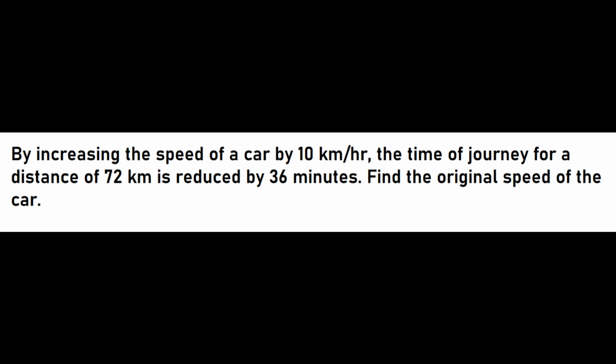By increasing the speed of a car by 10 km per hour, the time of journey for a distance of 72 km is reduced by 36 minutes. Find the original speed of the car. So the distance is 72 km.